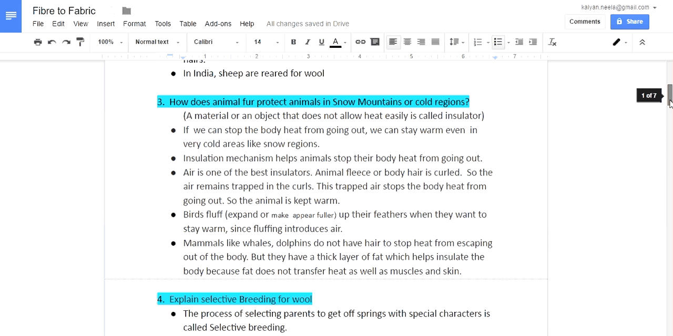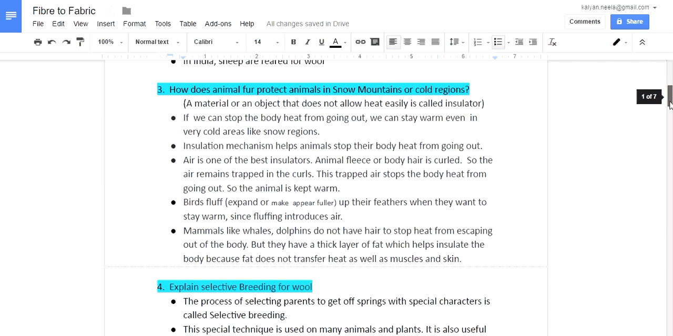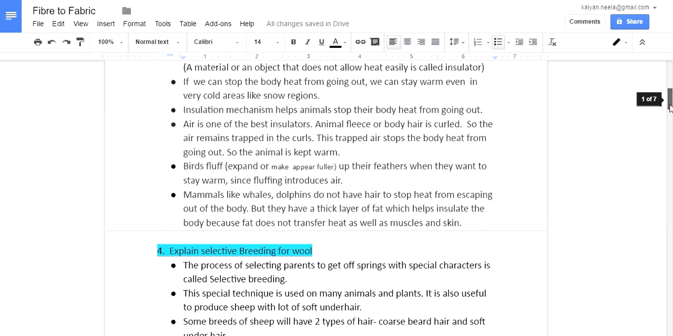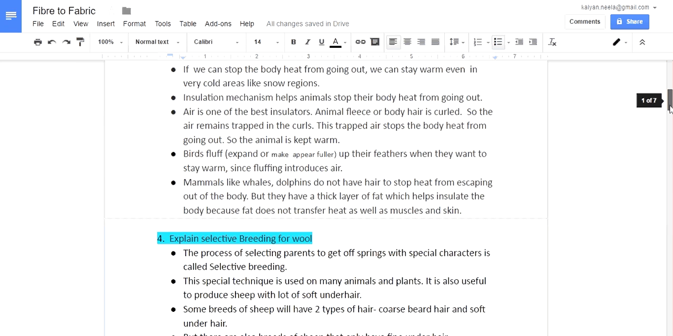The air is an insulator in the case of sheep, goat, and all these animals. Air gets trapped inside their curly hairs on their body, and that acts as an insulator and blocks the body heat from going out. Similarly, birds, and then mammals. For mammals like dolphins, it's only the fat that acts as an insulator. So air and fat are the important insulators in the case of animals.